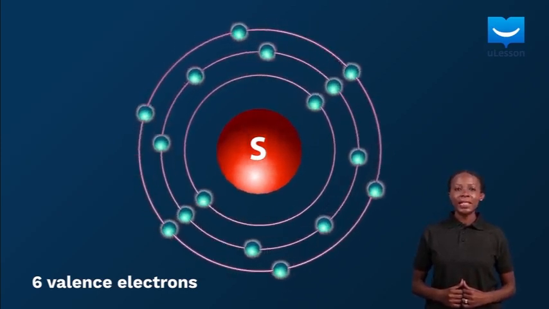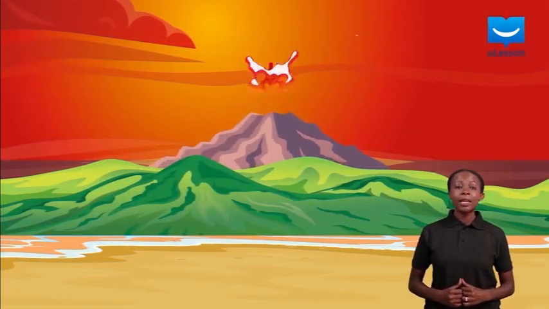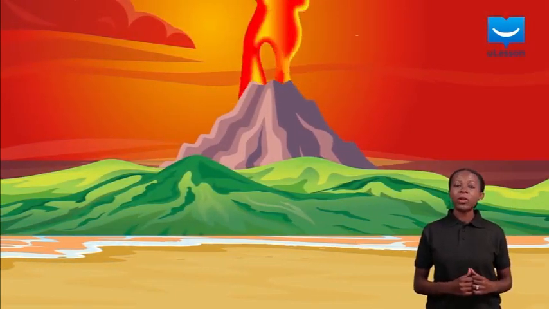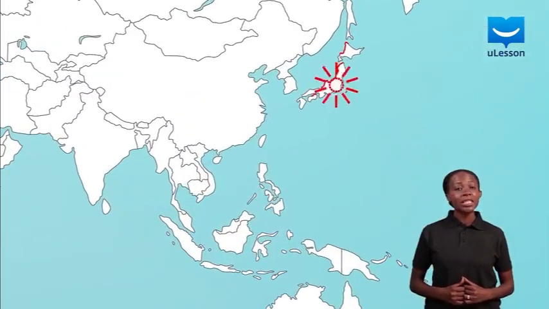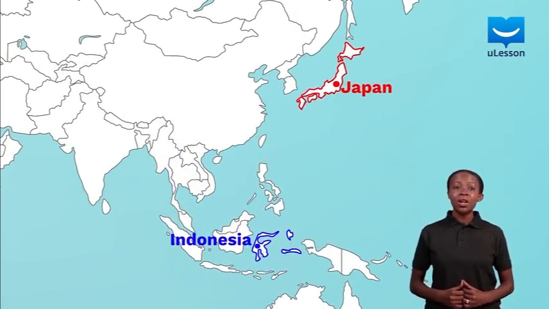Before we conclude this lesson, let's discuss briefly the occurrence of sulphur. Unlike some elements which can only be found naturally in their combined states, sulphur can be found naturally in both its elemental and combined form. For example, elemental sulphur can be found in volcanic regions around the world. In fact, in countries like Japan and Indonesia, sulphur is mined from volcanic deposits.